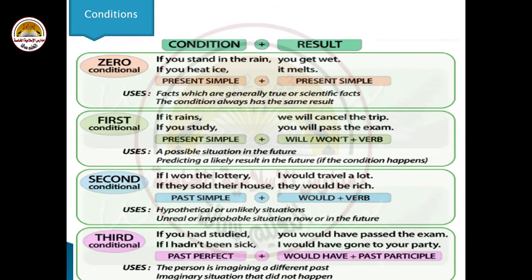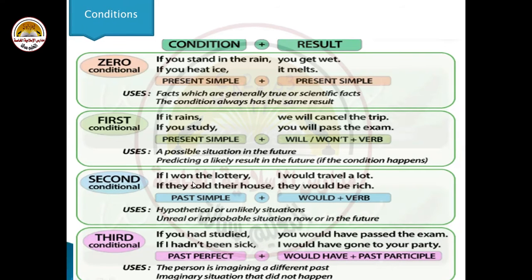Or predicting a likely result in the future if the condition happens. Number 2, the second conditional. If I won the lottery, I would travel a lot. If they sold their houses, they would be rich. Notice we have past simple, the result would plus infinitive. We use the second conditional for hypothetical or unlikely situations. This is an unreal or improbable situation now or in the future.